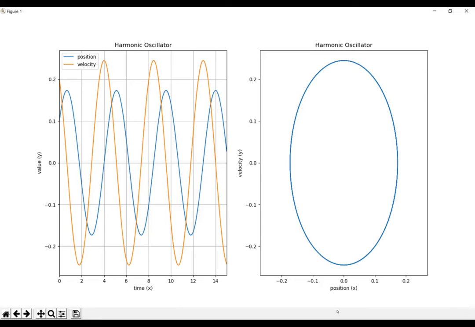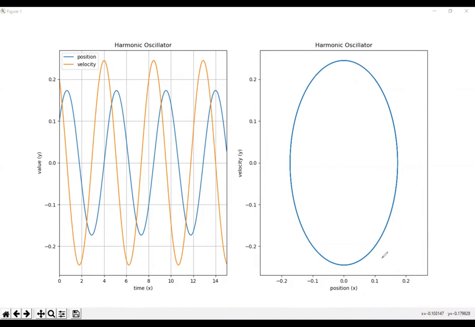And you can clearly see that the system oscillates. The blue curve is the position variable, and the orange curve is the velocity variable. Now let's take a look at the picture on the right. On the right, the x-axis corresponds to the position variable, and the y-axis corresponds to the velocity variable.